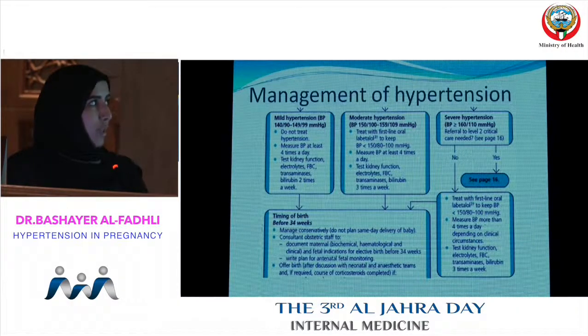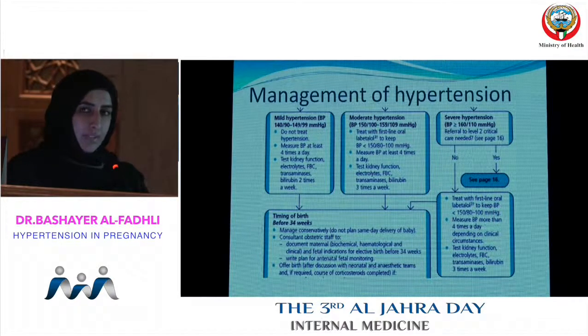So starting to manage hypertension, if the patient, as we classified before, has a mild hypertension, blood pressure between 140 and 149, with only hypertension, no other risk factor, you don't treat. Just ask the patient to check her blood pressure 3 to 4 times a day and send her labs twice a week, including RFT, liver function test, CBC, and proteinuria.